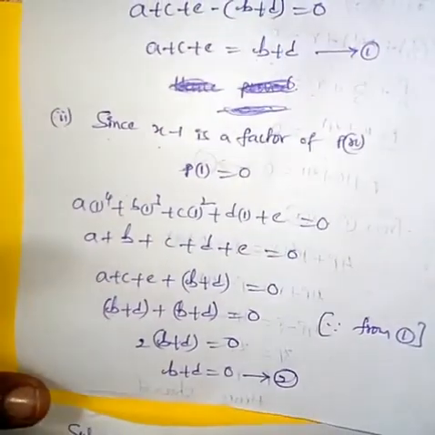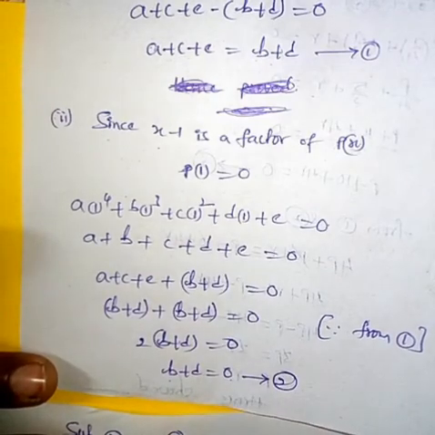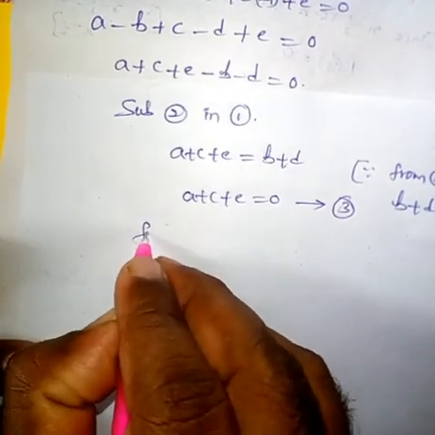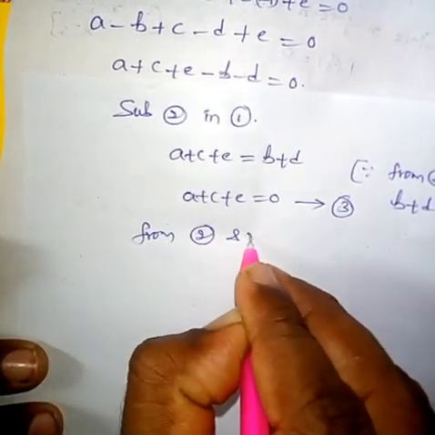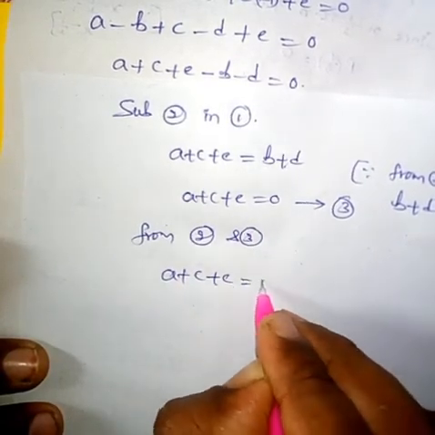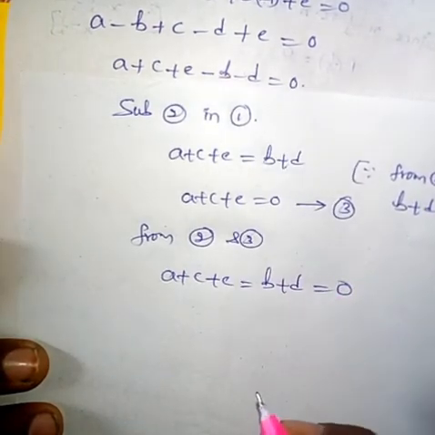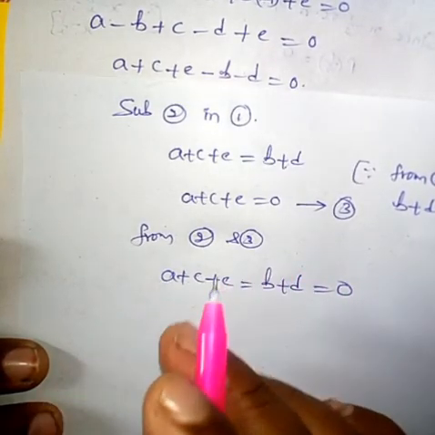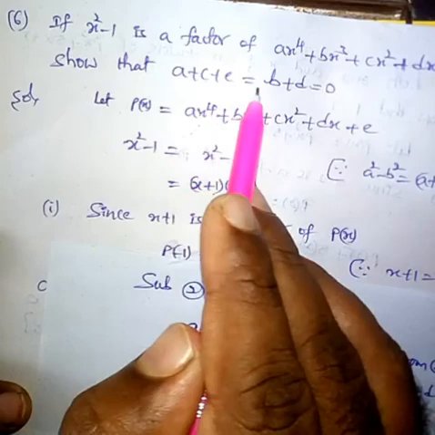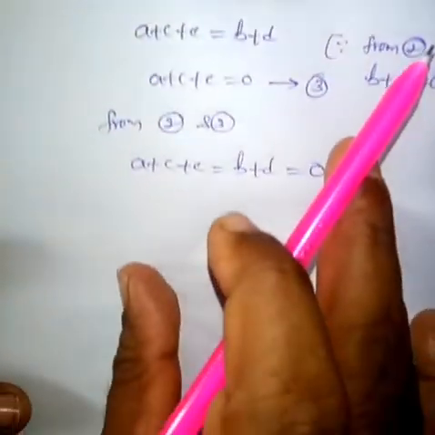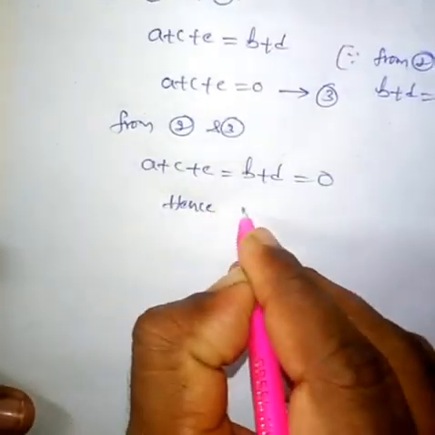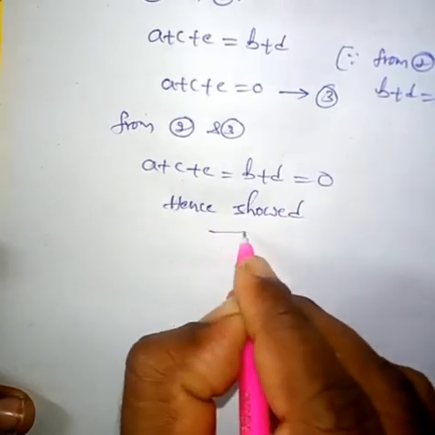Equation 2 tells us b plus d equal to 0, and equation 3 tells us a plus c plus e equal to 0. So from equation 2 and 3 you can say that a plus c plus e equal to b plus d is equal to 0. Hence our problem is proved. So that is we need to show here a plus c plus e equal to b plus d equal to 0. That result we showed here. Hence showed.